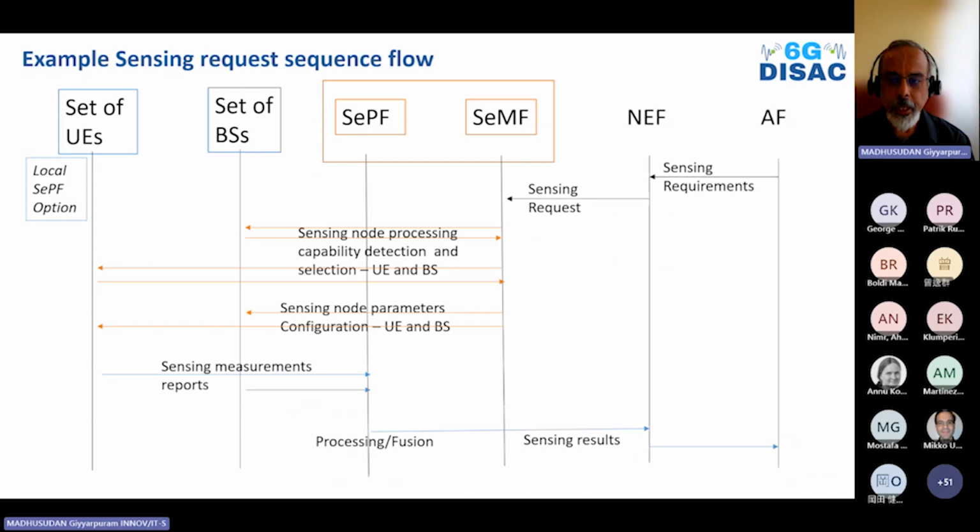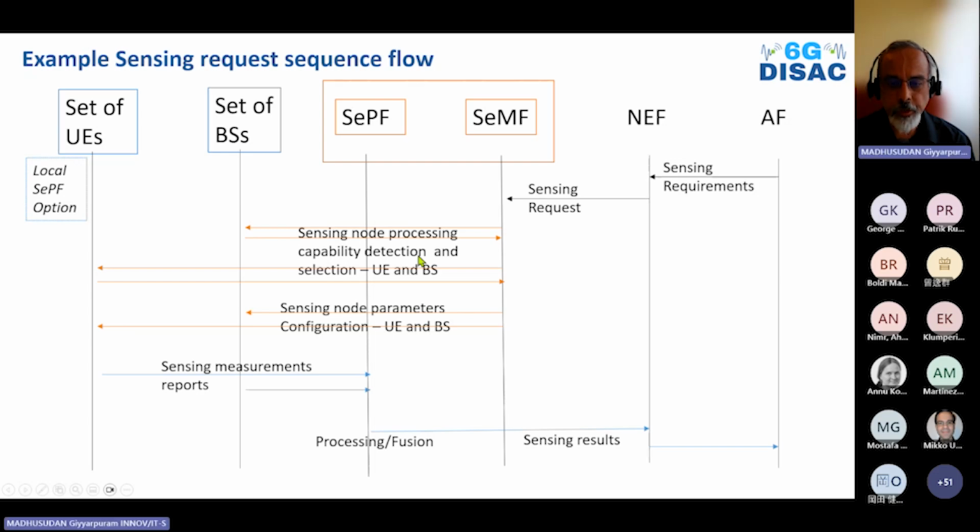So what we'll be adding, compared to what's been done in Hexa-X-II, is that there is a set of UEs and a set of base stations. So these are the sensing nodes that will be enabled. So in the setup, we have a group of nodes that will participate in performing the sensing, because we are both in a multi-static and in a mobile environment.